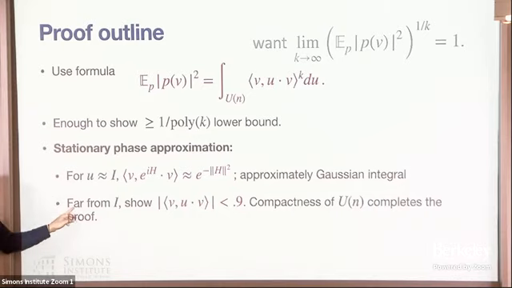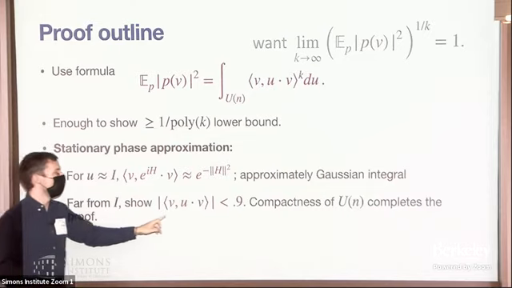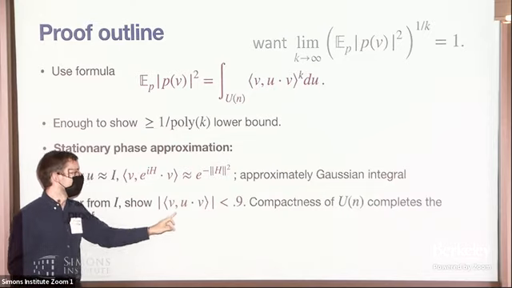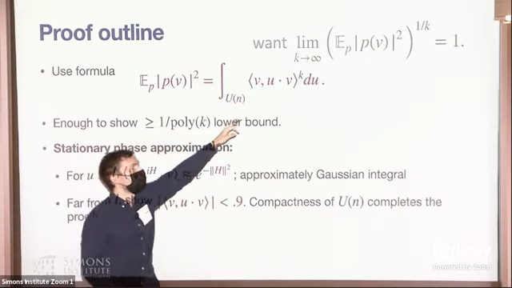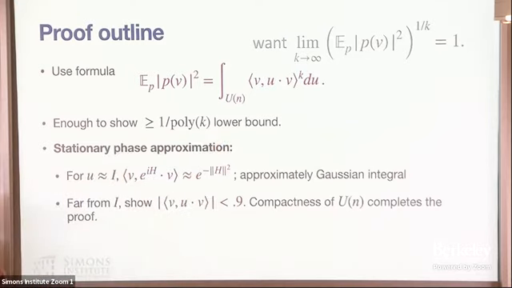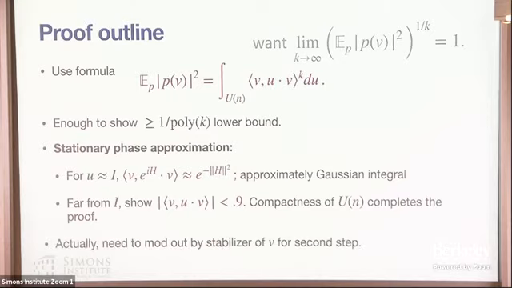And then you show that for U far from the identity, this is just small. So the inner product of v with U·v is less than 0.9. And when you raise that to the k, that's going to decay exponentially. And then the unitary group, well, the whole volume of it is finite. So if this were to work, it would be enough. Of course, modulo a bunch of details.